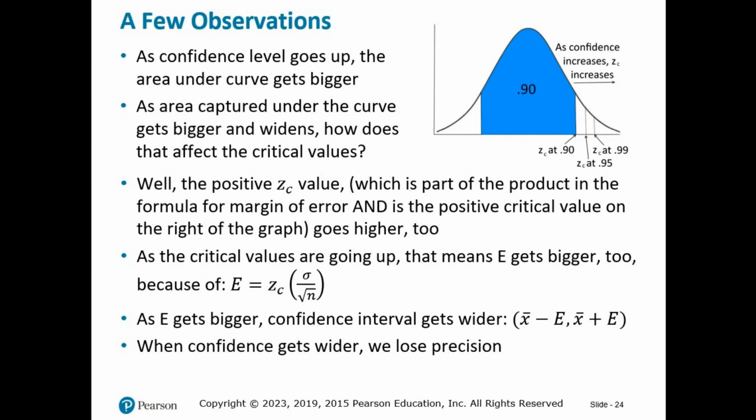But here's the kicker. When the interval gets wider, we lose precision, and that's the opposite of what we want to happen when we're gathering statistics. So how do we avoid this? Well, one way is to have a more appropriate sample size. That usually means a larger sample size. How do we figure out what that size is? Well, let's look at one way to do that.